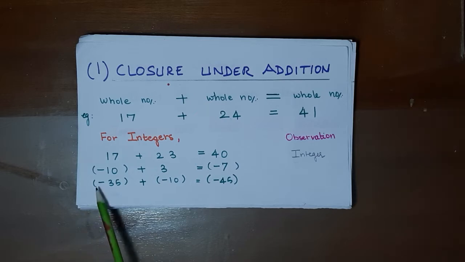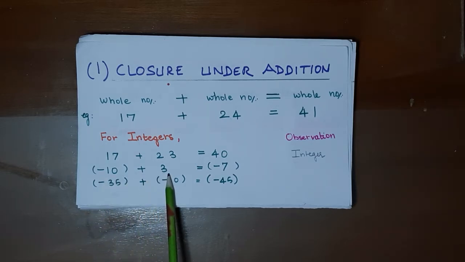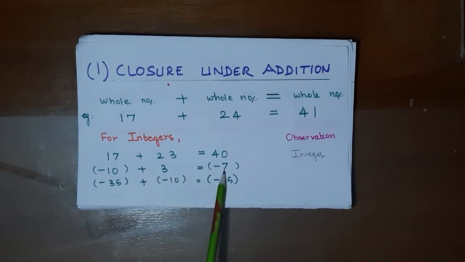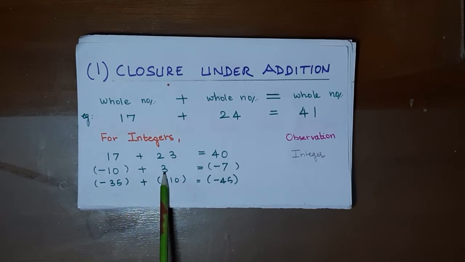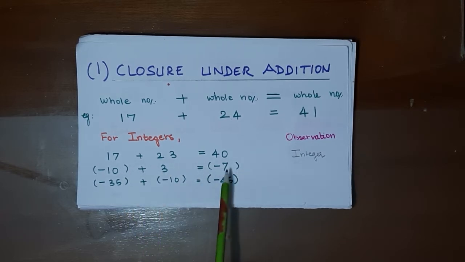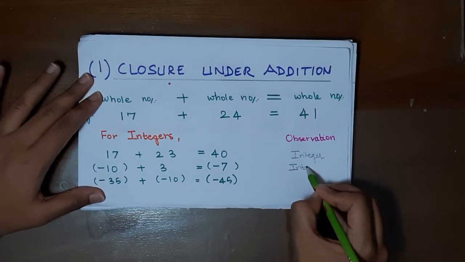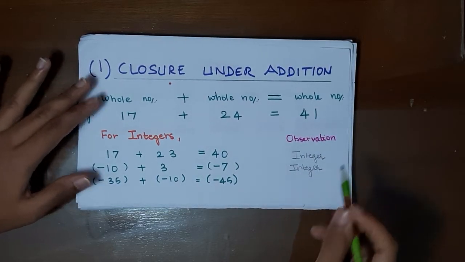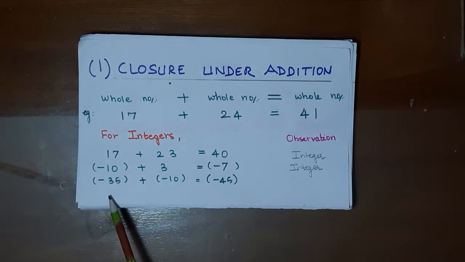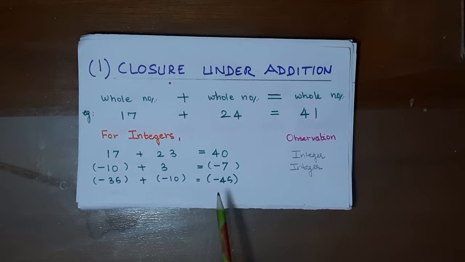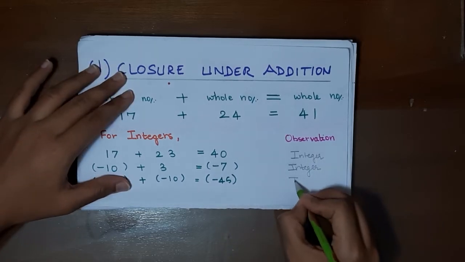Let us consider another example. -10 plus 3 equal to -7. We are adding two integers again. What was the result? Integer. So we can write the observation that the result is an integer. Similarly, the next example, -35 plus -10 equal to -45. The result is again an integer.